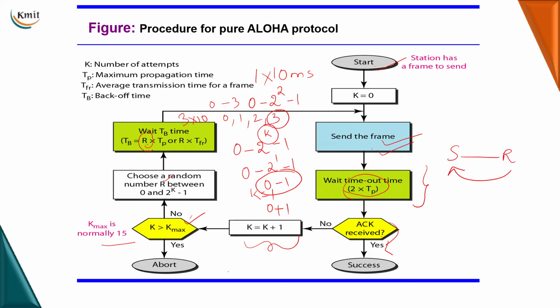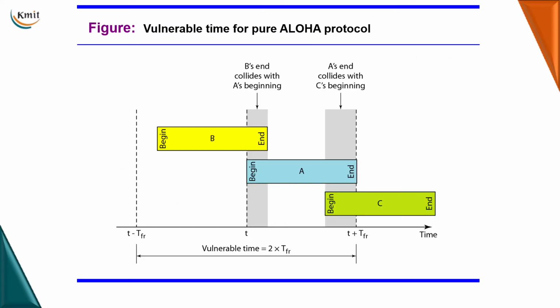Now coming on to explain what the vulnerable time is. The vulnerable time is the time where the frames are colliding. You can see that if it takes 10 milliseconds for station A's frame to get transmitted, then during this 10 milliseconds no other station should transmit. What will happen otherwise? There will be a collision.